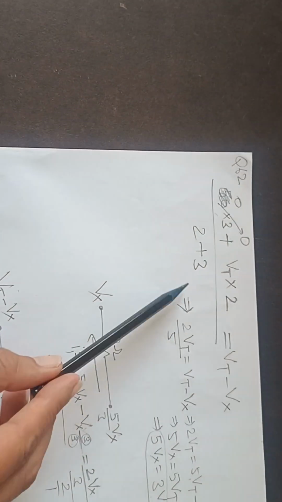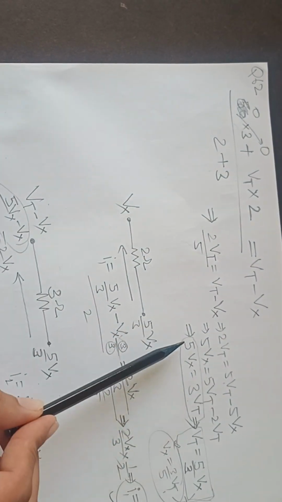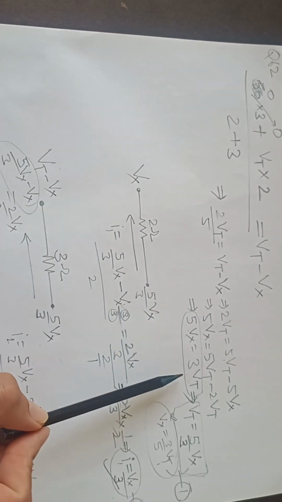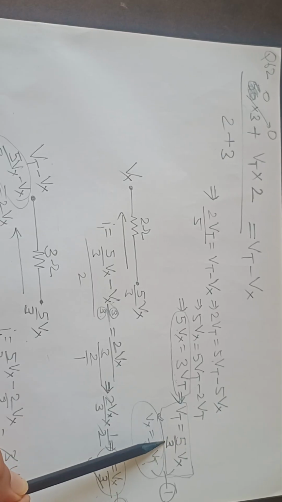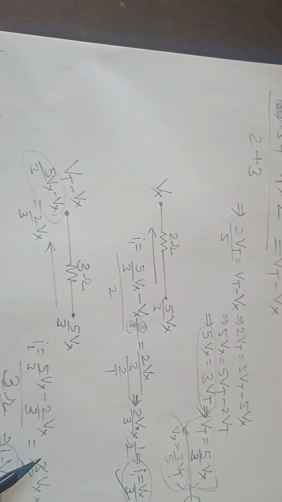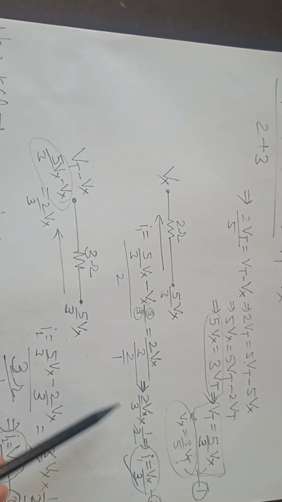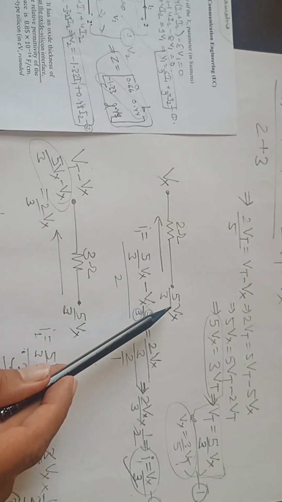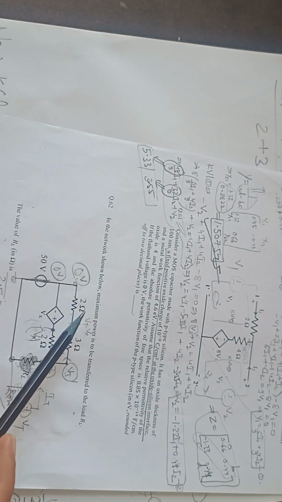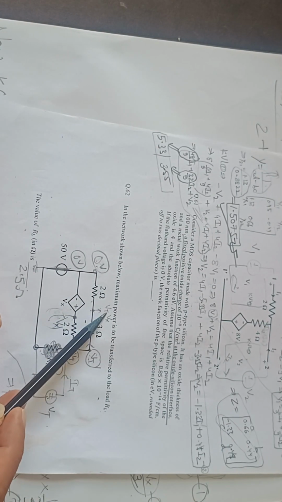So when I write it like this and solve it, I get the relation between Vx and Vt, which is basically 5Vx is equal to 3 Vt. So Vt is equal to 5 by 3 Vx, or Vx is equal to 3 by 5 Vt. So on both the nodes I am getting Vt as 5 by 3 Vx, and on this side it is Vx and this side it is Vt minus Vx.